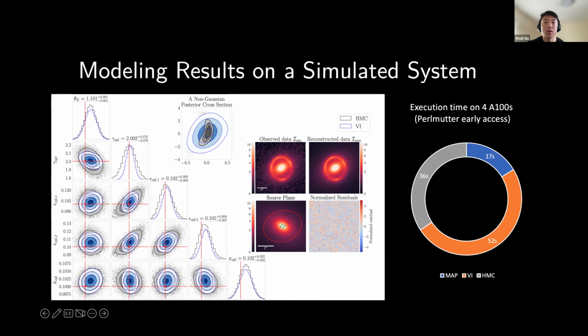However, it's not perfect, obviously, because we found that our posterior itself is not perfectly Gaussian, despite how the marginal distribution might appear. To illustrate this, we looked at a random 2-dimensional cross-section of our posterior and found non-Gaussianity in the HMC samples, which is shown right over here. Whereas, of course, the variational inference is Gaussian. On the right, I've shown some diagnostics which have the observed image, the reconstructed image, as well as the residual of the two. You can see we get almost a perfect reconstruction, and the residual is basically just noise. And the execution time in total is just over 100 seconds on 4 A100 GPUs with Perlmutter. As you can see, variational inference is actually the most costly step, which is something we'll be trying to address in the future.